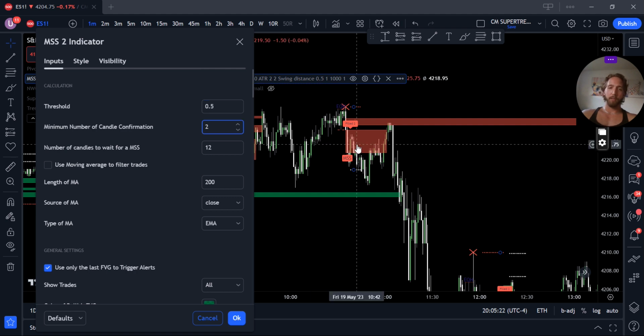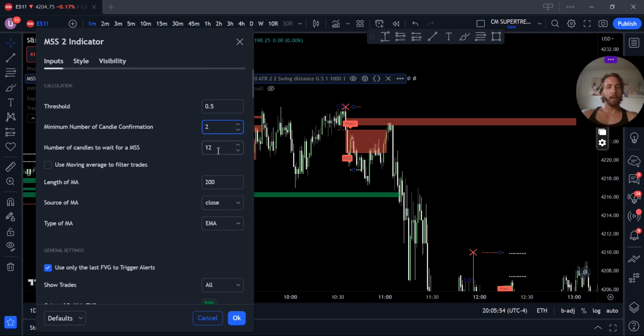The minimum number of candles is for the equal highs or equal lows. So it will take into account however many candles you want. If you want to move it up to three, just so you know though, if it takes three into account, it doesn't necessarily mean it's going to be more accurate than two. It will definitely take fewer trades, but more candles doesn't mean it's going to be more accurate. Again, I have this as a strategy, and I can see that what I have here, I have for a reason.